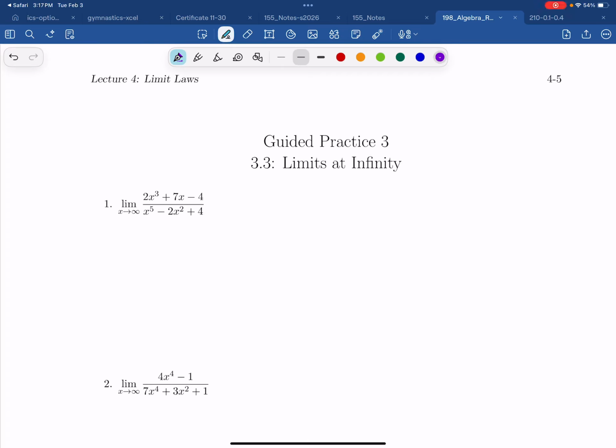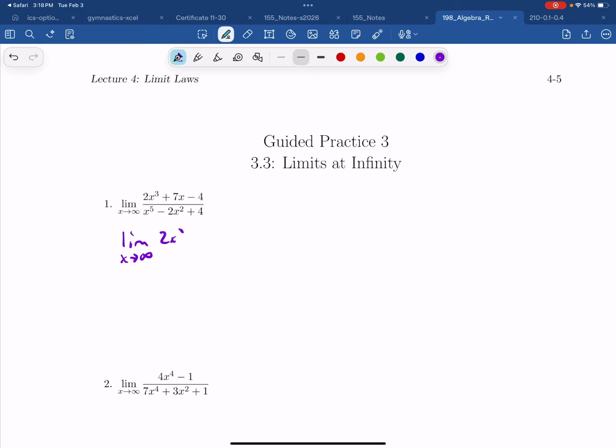Let's look at some limits at infinity. We're going to see that there are three distinct types of problems that we could be faced with when we're talking about a limit at infinity. Well, maybe not only three, but three involving what we call rational expressions, right? Polynomial divided by polynomial. So here we have limit as x approaches infinity.